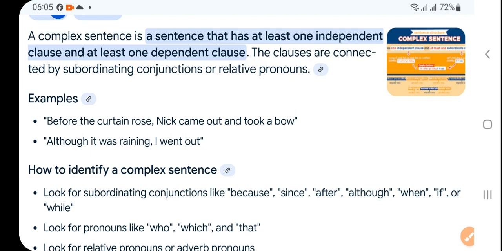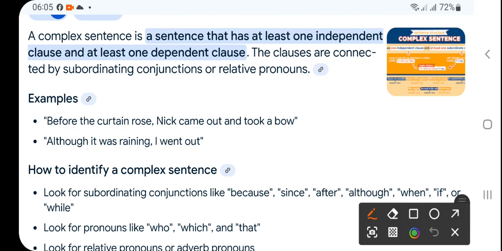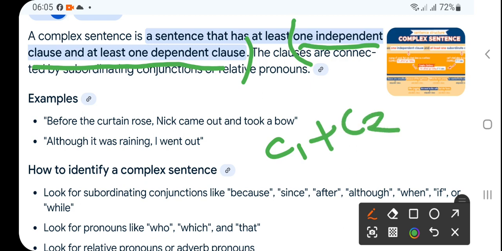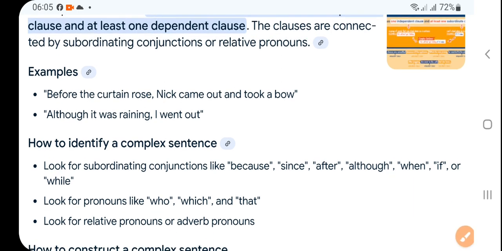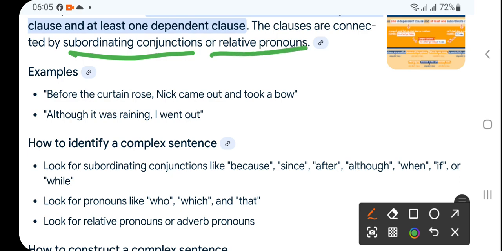A complex sentence is a sentence that has at least one independent clause and at least one dependent clause, which is very important, right? One independent and one dependent clause. So a complex sentence is made with two clauses, independent and at least one dependent clause. The clauses are connected by a subordinating conjunction or relative pronoun.